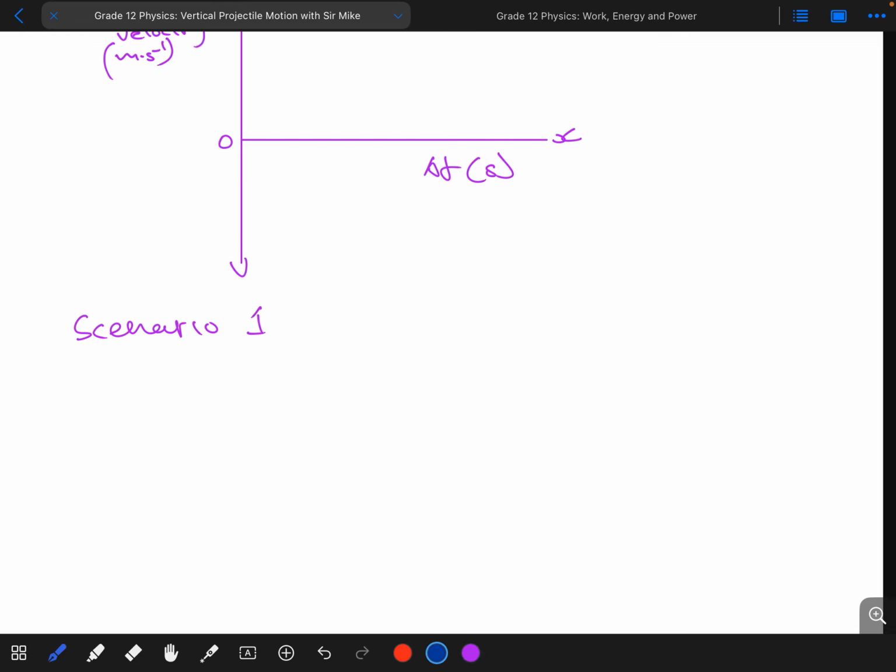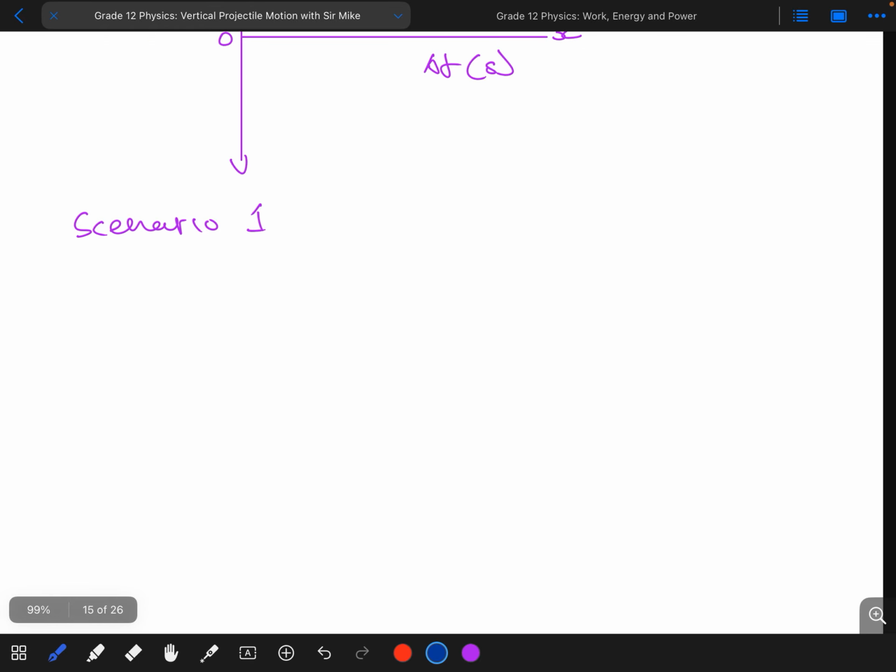Suppose I was standing on the ground, and I project a steel ball up with a velocity of 12 meters per second. The velocity there would simply be 12. I'm going to take upwards as positive and downwards as negative. So the velocity at that point would simply be 12 meters per second.